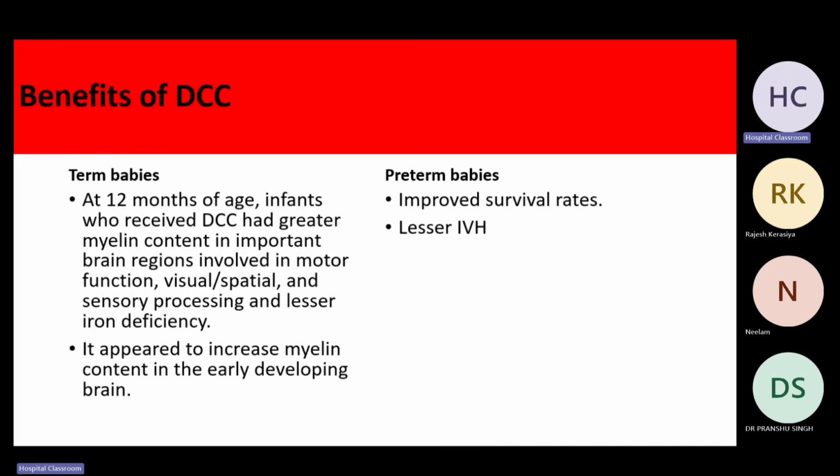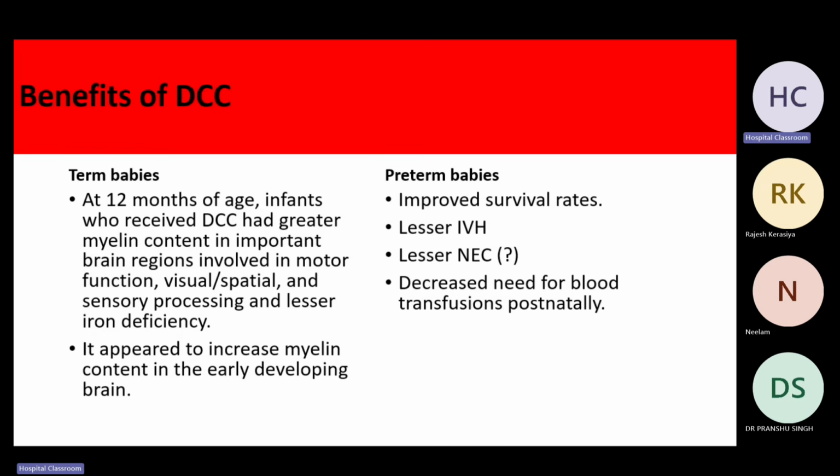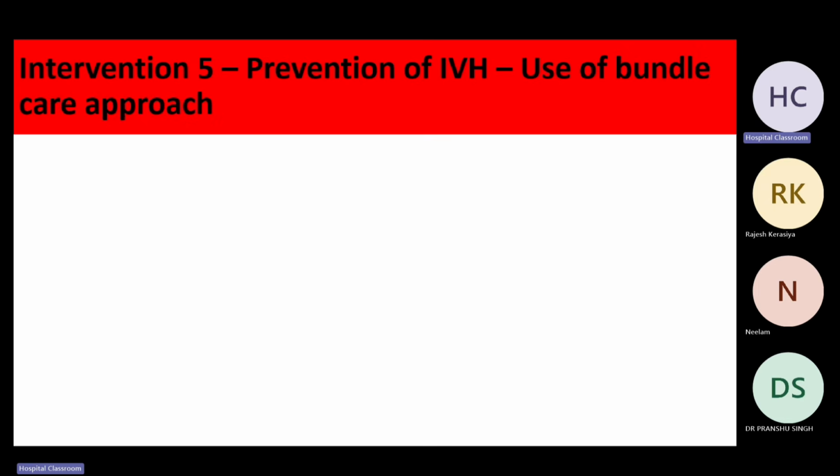It has got lesser chances of intraventricular bleed, lesser chances of NEC, though the evidence is not very strong, and there is decreased need for blood transfusions inside the NICU. So definitely delayed cord clamping has to be done. Now, all these interventions are mostly to be done on the obstetric side, and they are very easy to do. Then coming to something which should be done in the delivery room and in the NICU, the fifth intervention is prevention of intraventricular bleed. One of the major morbidities which we see in our babies in the NICU is intraventricular hemorrhage.